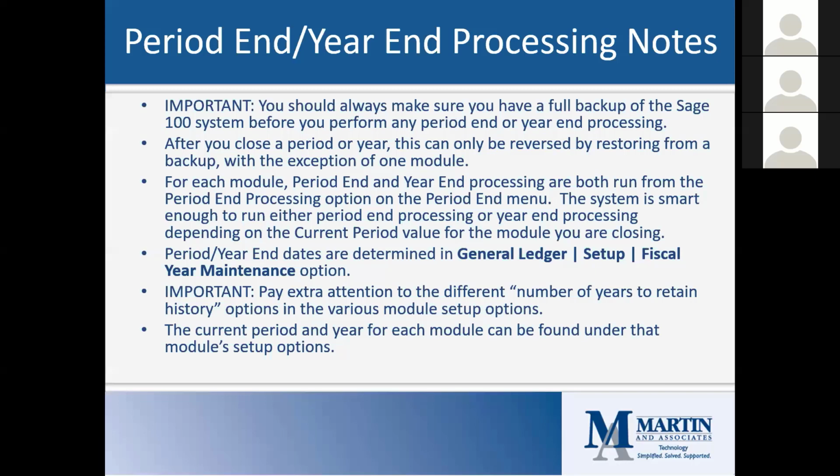Okay. I always recommend to clients, and whenever I'm usually setting up a system, I'll push that to a really high number, a lot of times to the max that it'll allow. And then we can reanalyze as we get a lot of history built up out there to say, okay, do we really need X number of years? Can we pare that down to 5 or to 7? And then we can change the option at that point. The current period and year for each module is found underneath that module setup options. I think I mentioned that a minute ago.